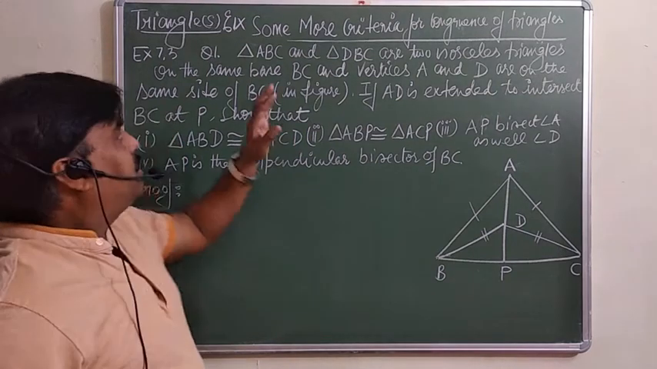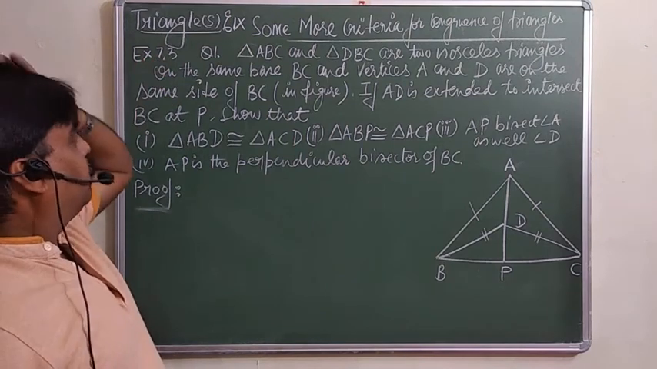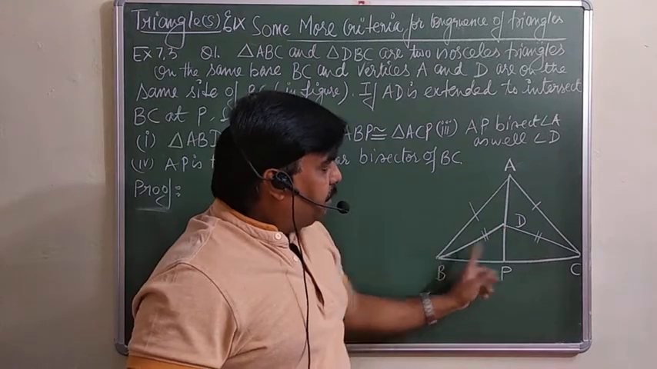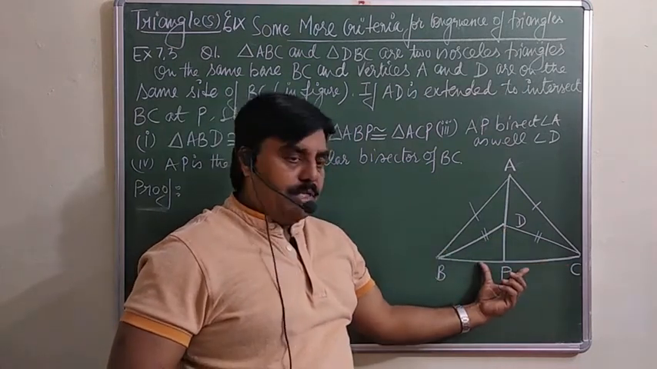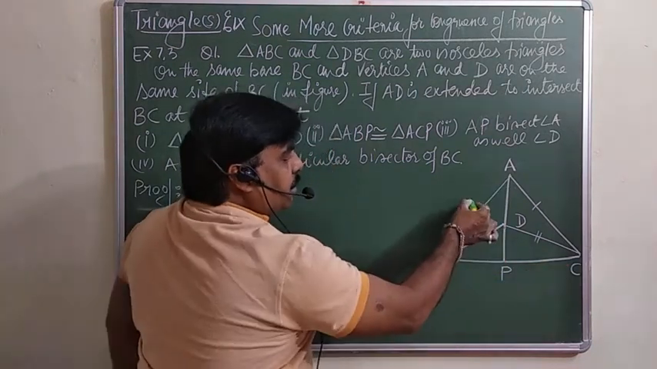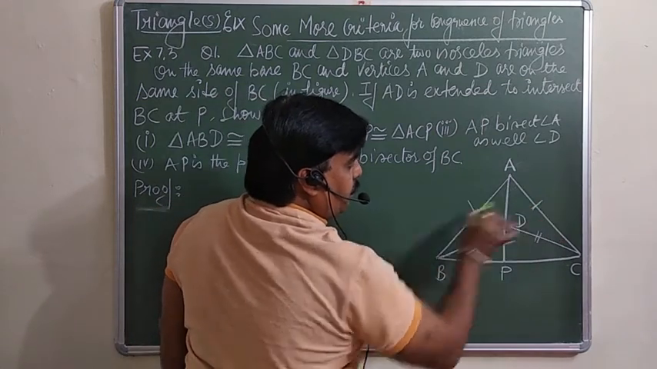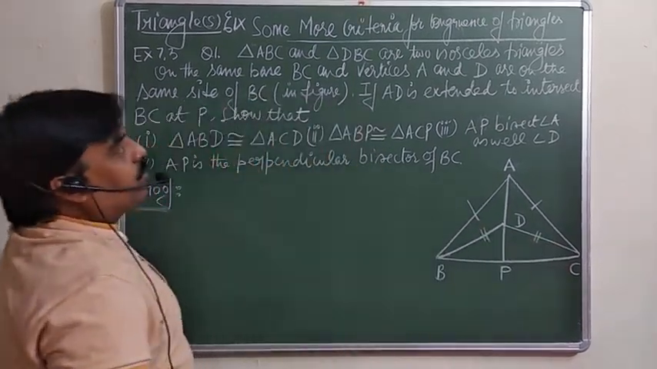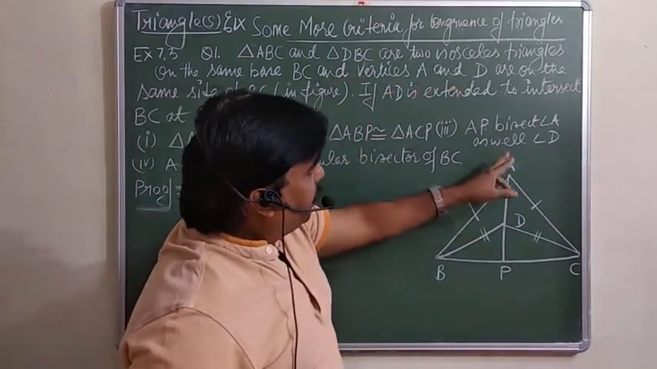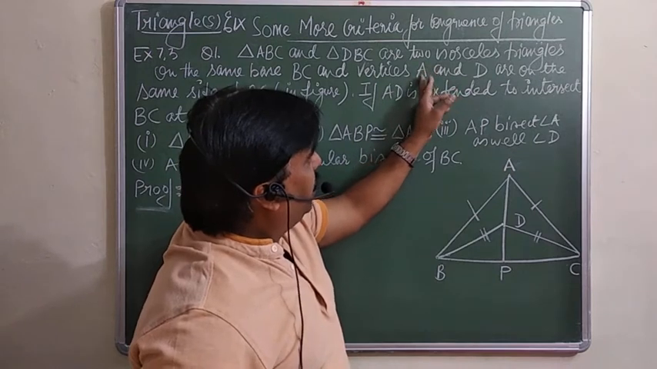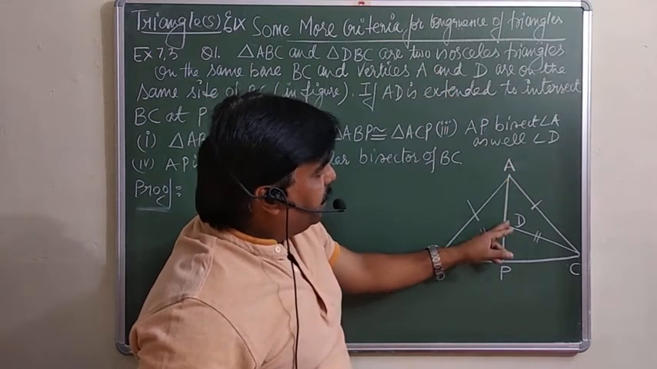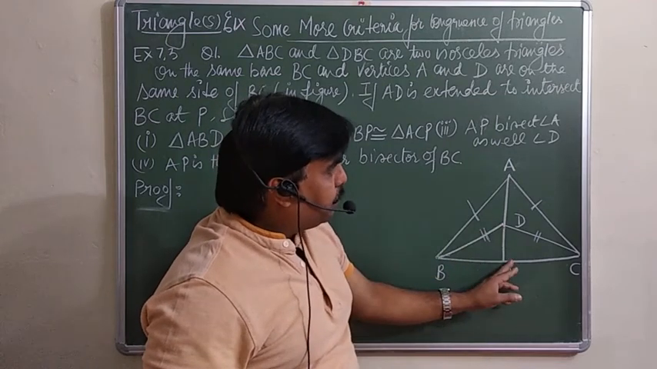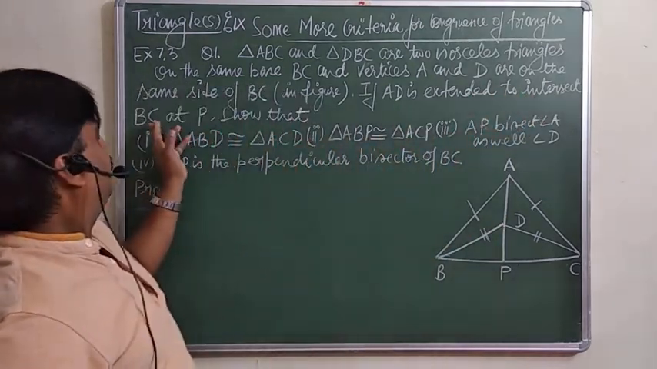Now the question is from exercise 7.3, question number 1. ABC and DBC are two isosceles triangles on the same base BC, on the same side. So these are isosceles, which means AB is equal to AC and BD is equal to DC. The vertices A and D are joined and extended, which intersects BC at the point P.